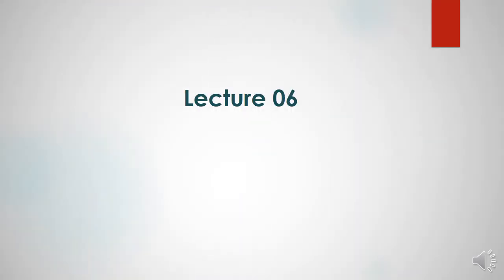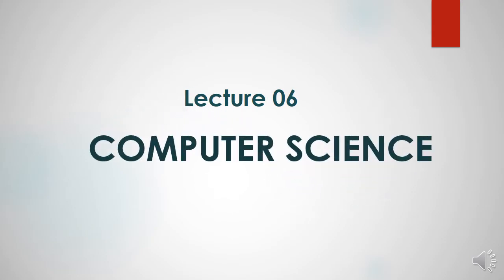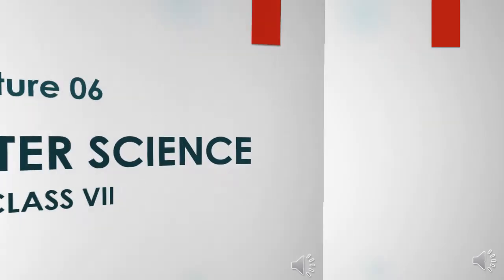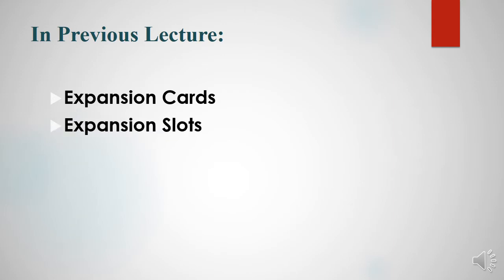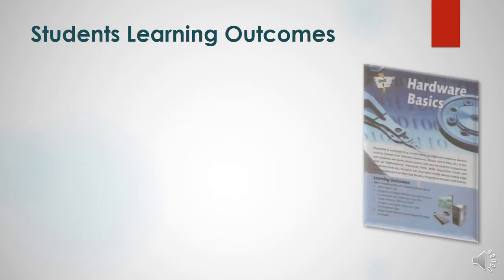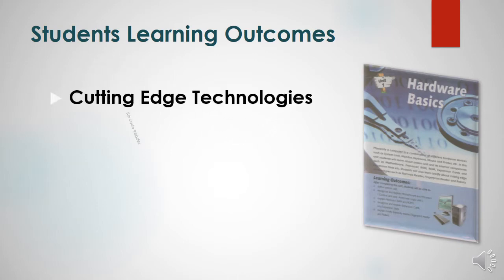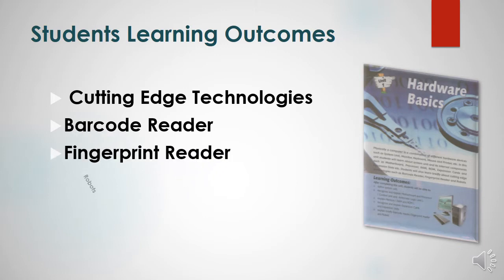Today we are going to start lecture number 6 of Computer Science for class 7. In our previous lecture, we have studied about expansion cards and expansion slots. Today's students' learning outcomes are cutting-edge technologies like barcode reader, fingerprint reader, robots. At the end of the lecture, there will be an assignment.